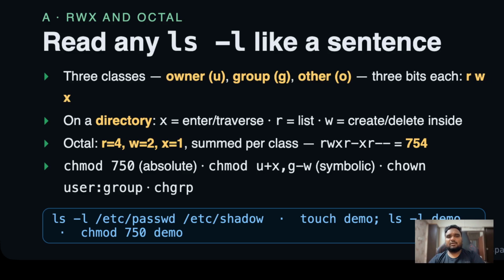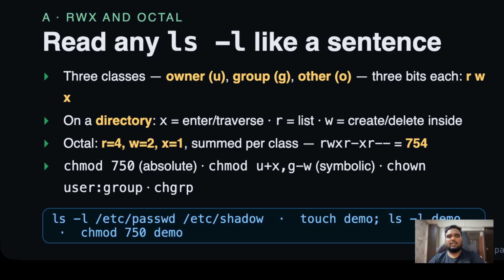Sometimes people gloss over and then get bitten by what r, w, and x actually mean for a file versus a directory. On a file, it's the obvious thing. Read means you can read the contents of the file. Write means you can change them. Execute means you can run it as a program.